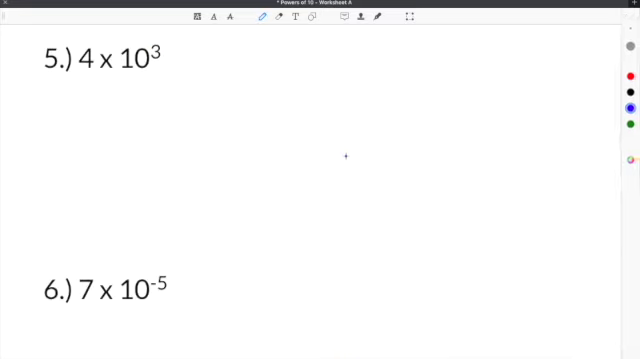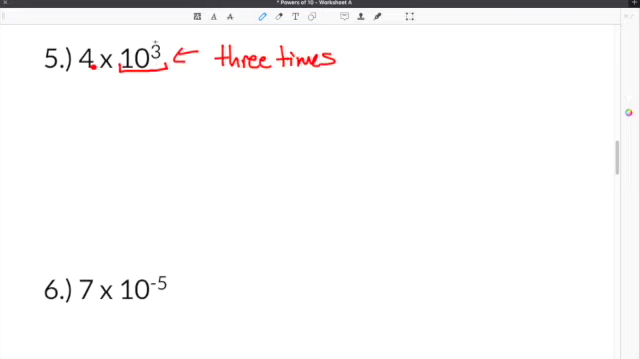So let's jump down and do some practice problems on our powers of 10 worksheet. The first problem we're going to go over is number 5. Number 5 gives us 4 times 10 to the third power. Now we know that this 10 to the third power is going to move the decimal that is behind the 4 right here. The 3 indicates that we're going to move it 3 times, and because the 3 is positive, that means we're going to move it to the right. So we will move the decimal 3 times right.